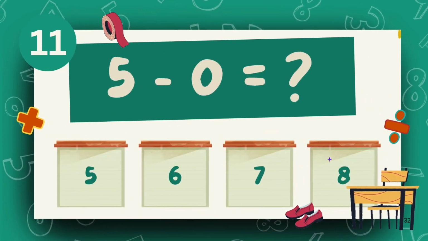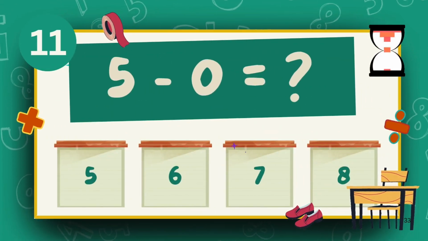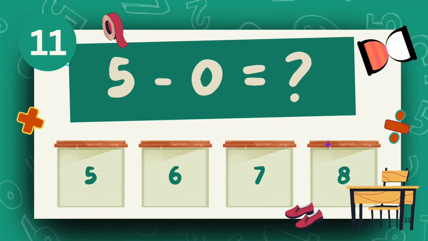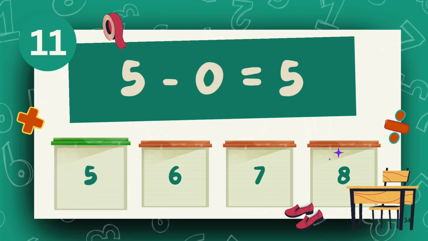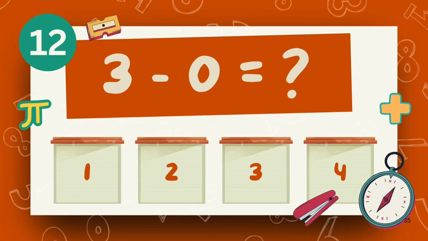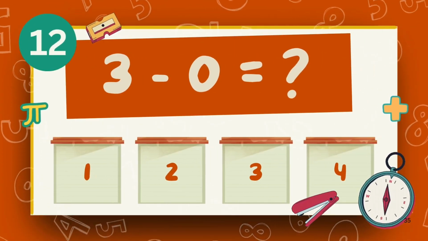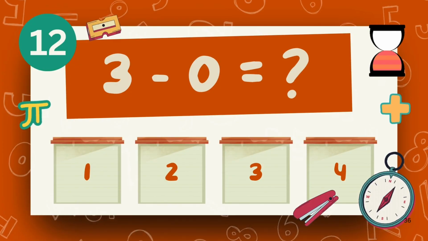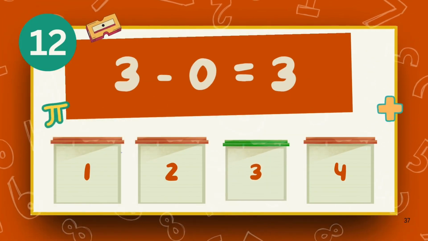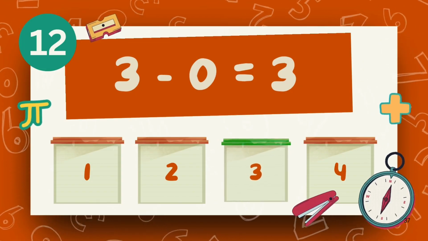What is 5 minus 0? The answer is 5. What is 3 minus 0? The answer is 3.